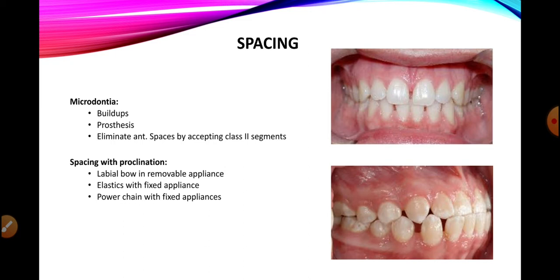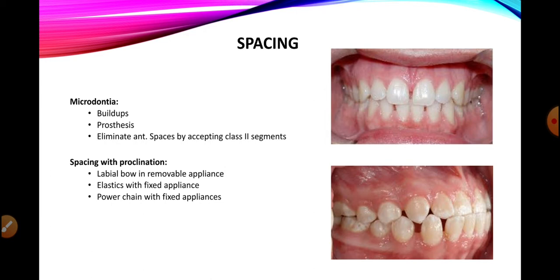Or a prosthesis can be given in cases of microdontia, for example a crown or a veneer or a laminate can be applied to that tooth, or anterior spaces can be eliminated by accepting the class 2 segments. By this, what I mean is we are going for orthodontic space closure by accepting the small tooth, by accepting the microdontia. So spaces can be eliminated by bringing the teeth together with orthodontics.